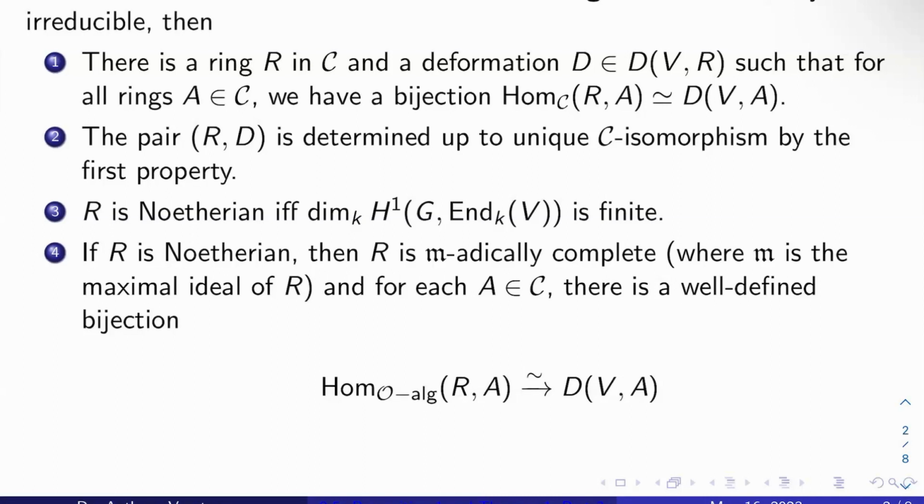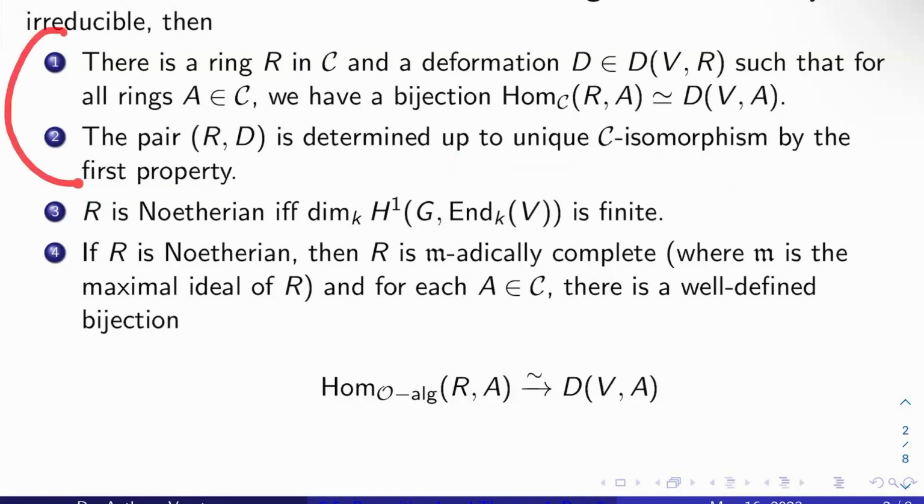Theorem 1: if V is an absolutely irreducible representation of some profinite group, then there is a ring R in C. C here, remember, is the category of complete local Noetherian O-algebras with residue field little k, for some fixed ring O. And there's also a deformation D in D_V(R), the deformation classes from V to R, such that for all rings A in this category C, there's a bijection from C-maps from R to A with deformations from V to A. Okay. 2, the pair (R, D) is determined up to unique C-isomorphism by the first property.